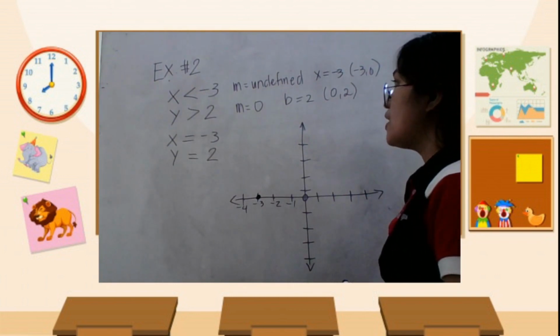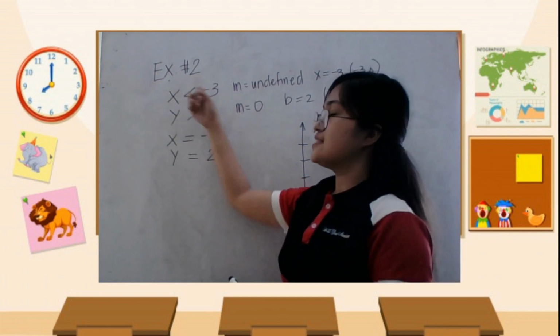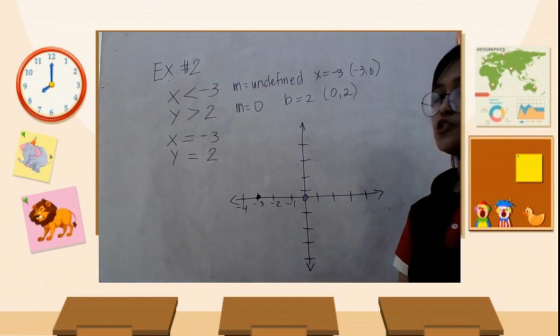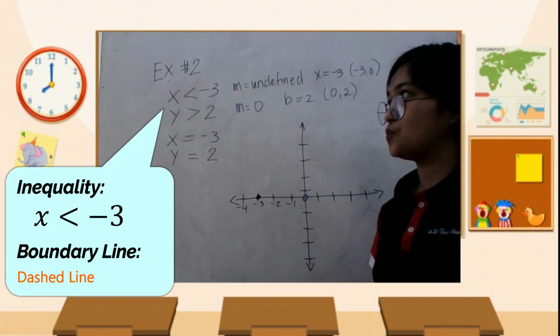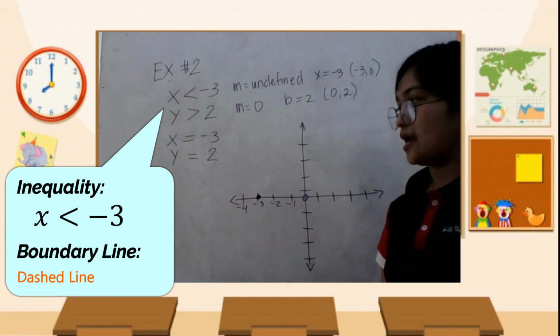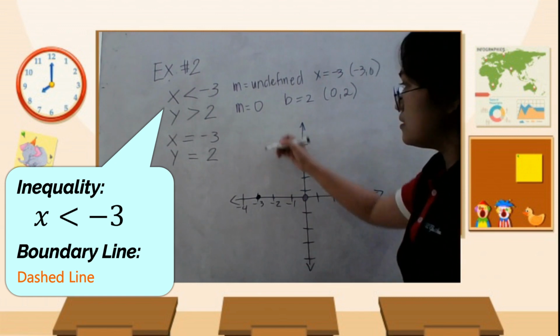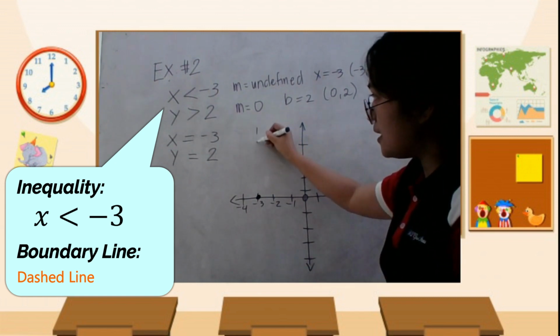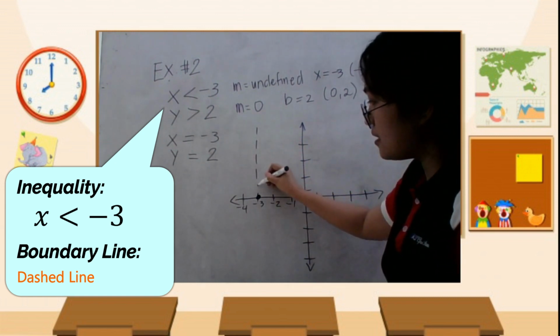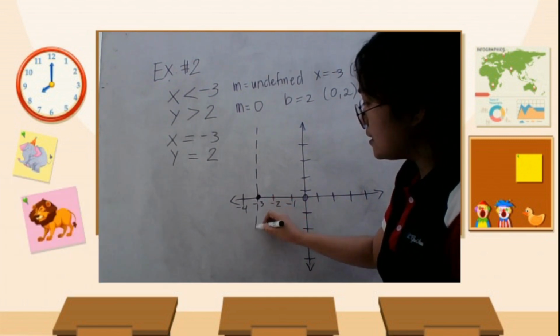Sa ating graph, since siya ay less than, ano po kaya siya? Dash line or solid line? Since siya ay less than, so we have dash line. So, ang graph po natin ay broken lines. Graph na natin, maglagay tayo ng boundary line.